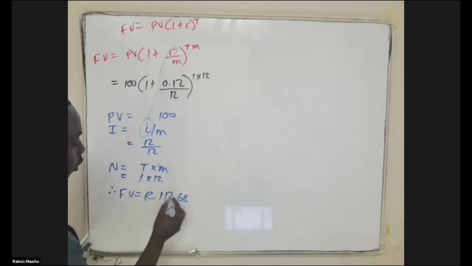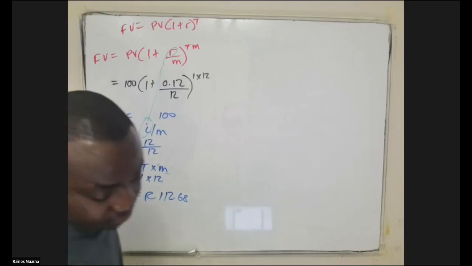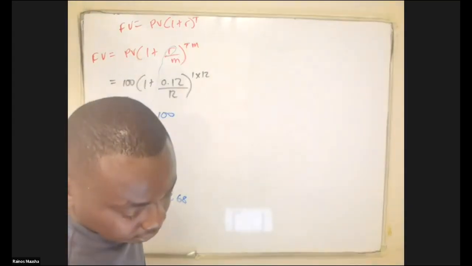112.68. Do you see that initially it was 112? Now it's 112.68. Initially we were compounding once a year and we got a future value of 112. Now we're compounding monthly, we're getting a future value of 112.68. Please take note of that. Can we move on? Any questions?